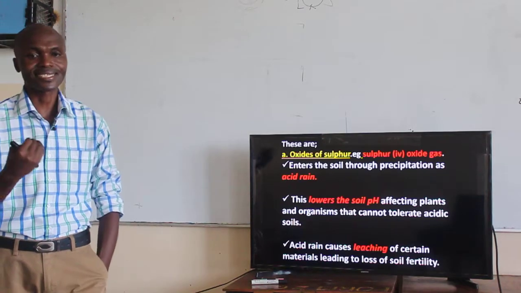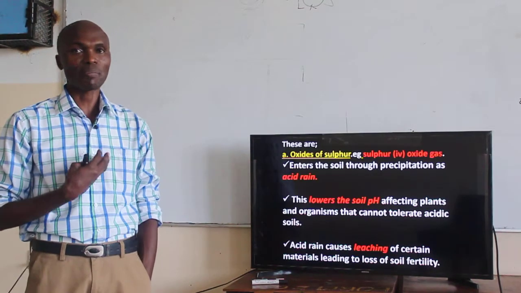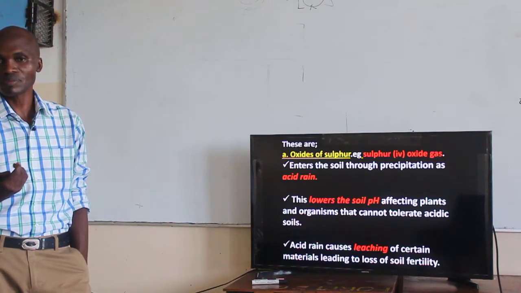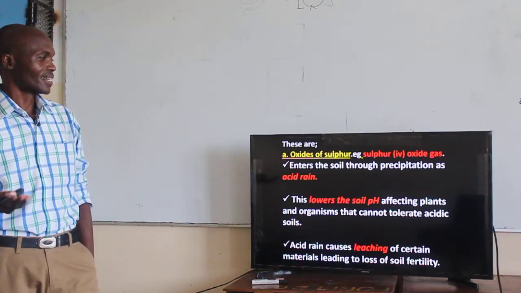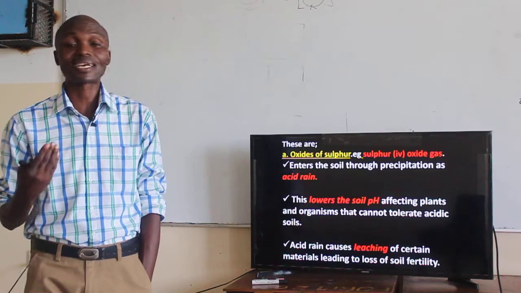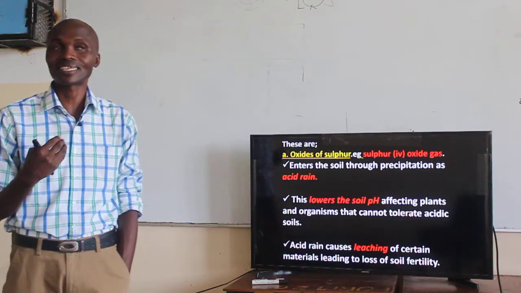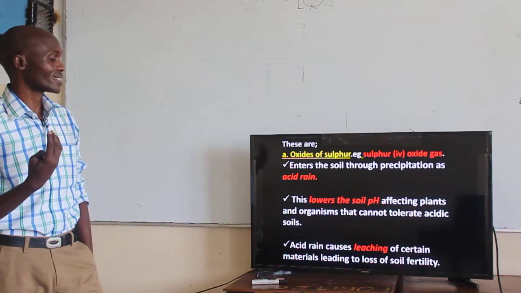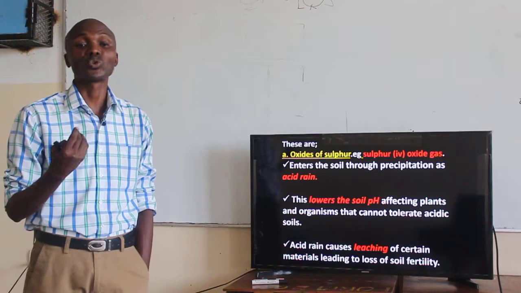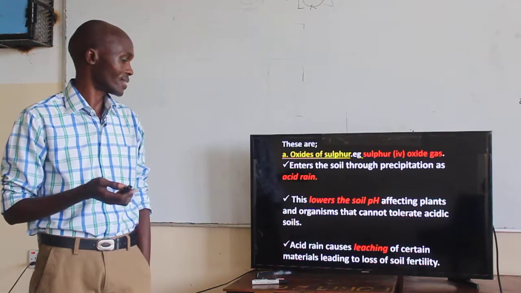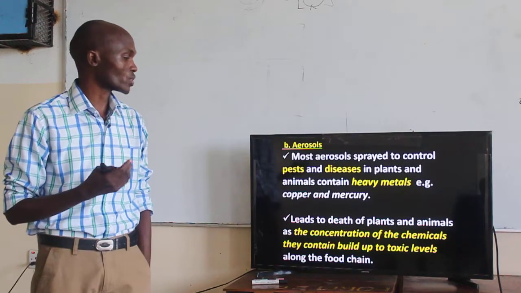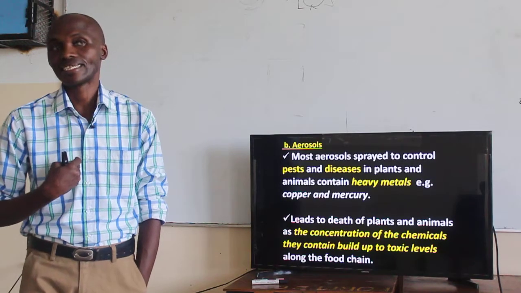Now, when this acidic rain falls on the soil, what happens? It will lower the soil pH, which makes the soil acidic, and consequently, it will affect the plants and other organisms that cannot tolerate the acidic content in the soil. This rain can also lead to leaching of nutrients in the soil. And of course, that amounts to a loss of soil fertility.